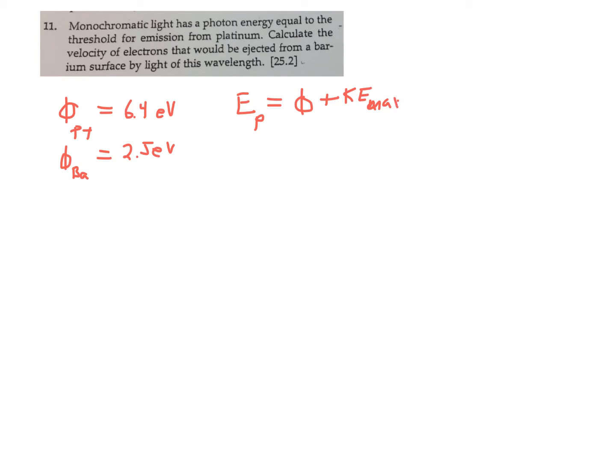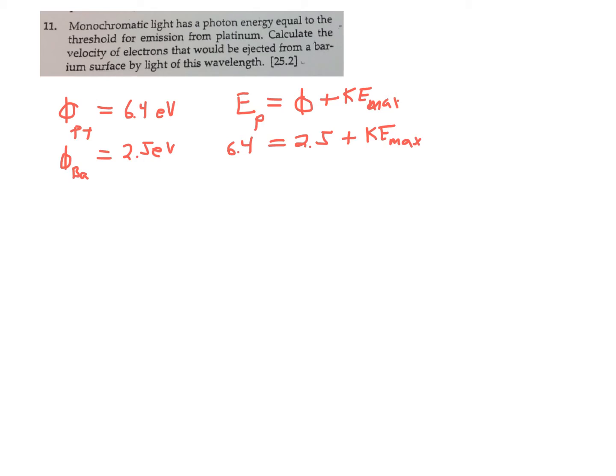So in this case, you read the problem, you have incoming photons of 6.4 electron volts. So the initial setup here is 6.4 electron volts for the monochromatic light of that energy for platinum, equals, now these particular photons are hitting the barium surface, which takes 2.5 electron volts of energy to loosen those electrons, so to speak, plus the extra energy left over goes to the kinetic energy of the electrons.